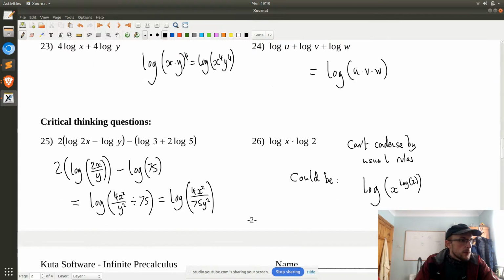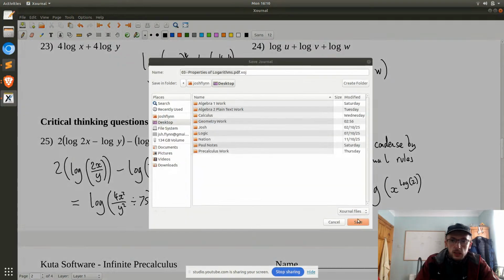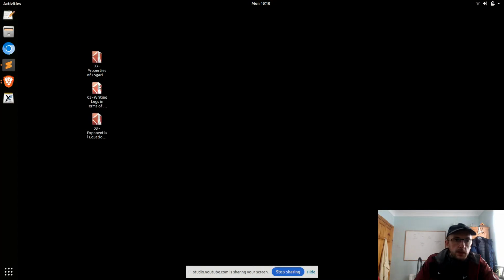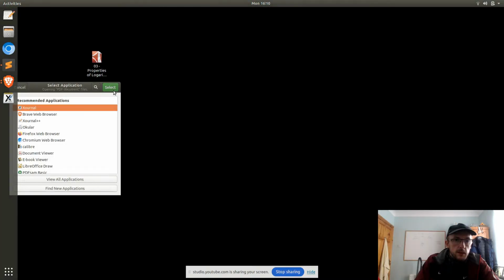4x squared over 75y squared. Indeed, it can't be simplified, but you could technically render it like that. All right, that's done. Next up.